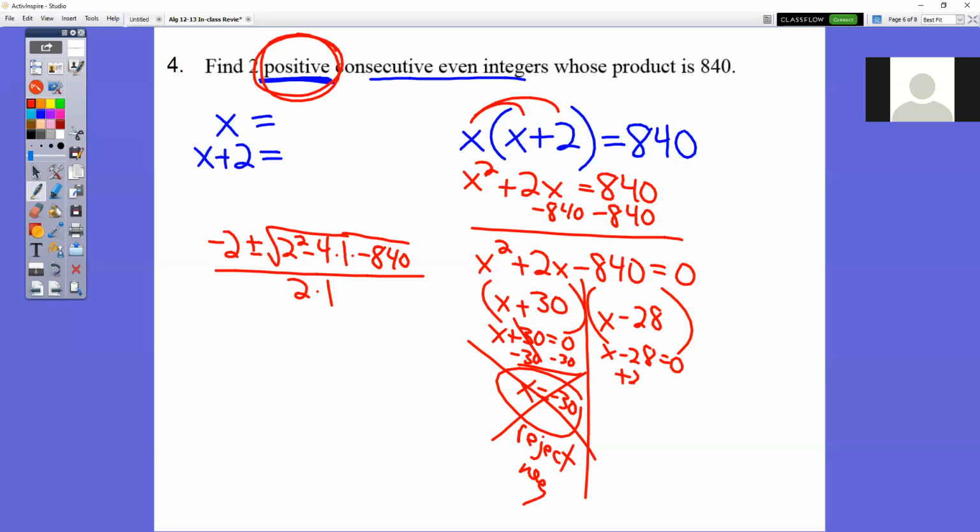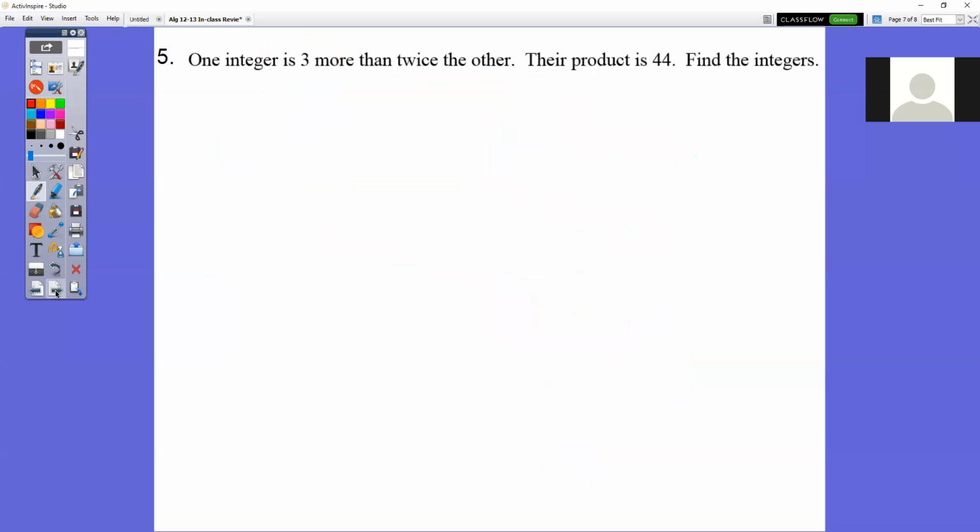So finishing this one off, plus 28 plus 28, you would get x equals 28. Take that, sub it back in. So 28 plus 2 is 30. So you end up with 28 and 30. Same exact thing would happen if you did the quadratic formula. After you figure it out and take the perfect square of whatever that number is, you'd still get negative 30 and 28. Questions on this one?